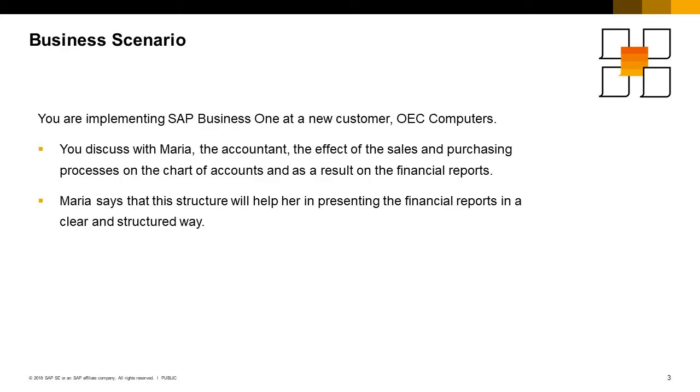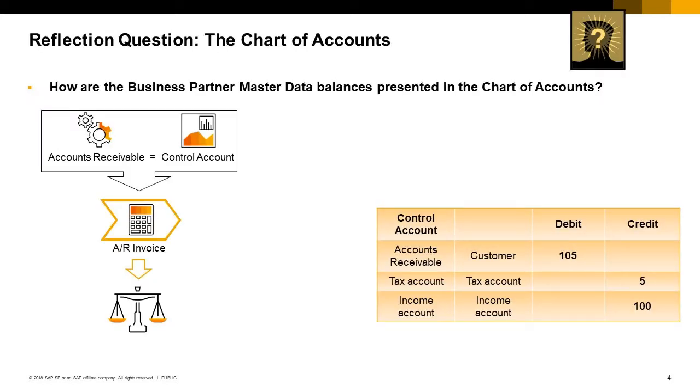Imagine that you are implementing SAP Business One at a new customer. You discuss with Maria, the accountant, the effect of the sales and purchasing processes on the Chart of Accounts, and as a result, on the financial reports. Maria says that this structure will help her in presenting the financial reports in a clear and structured way. How are the business partner master data balances presented in the Chart of Accounts?